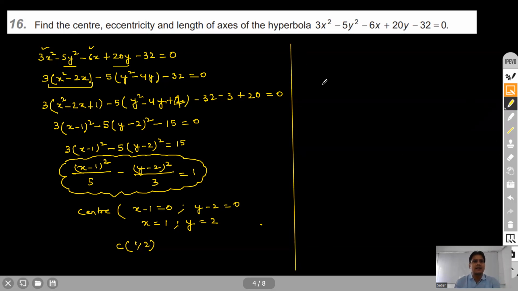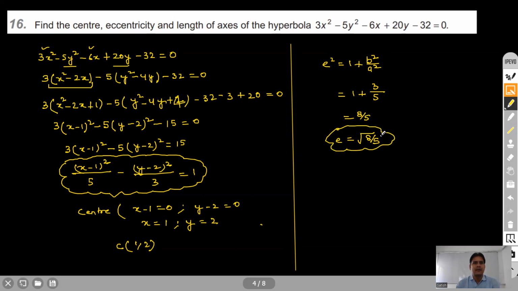Now next, what is asked? Eccentricity. So eccentricity square, we already know that for this type of hyperbola, e square comes out to be 1 plus b square upon a square, right? So it is 1 plus what is b square here? It is 3. And what is a square? 5. So it will be 5 plus 3, 8 upon 5. Okay. So our eccentricity will be under root of 8 by 5.